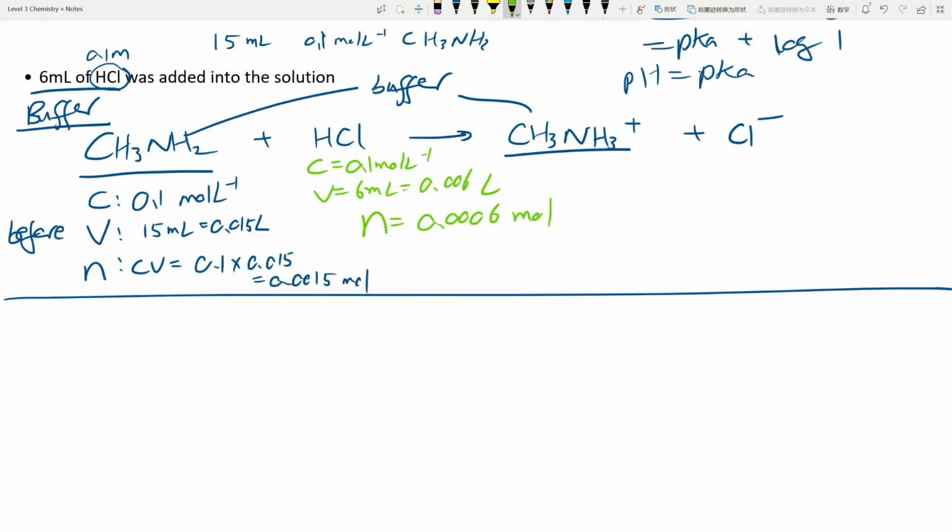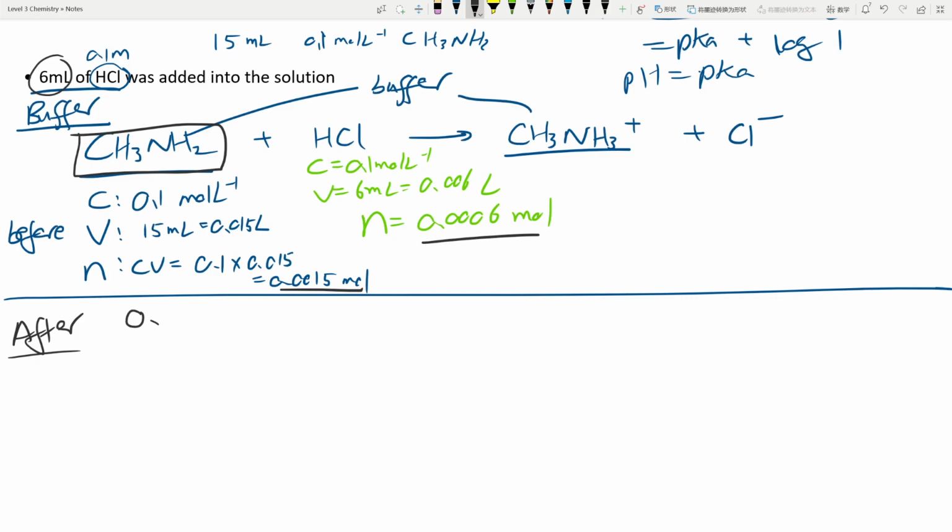Okay, so this is before anything has happened. What it means is that I had this CH3NH2, I have this many moles sitting in the flask, waiting for something to happen. Then I added 0.006 moles by adding 6 mils of this HCl into the solution. And what has happened afterwards? Well, after, it just means they neutralize each other.